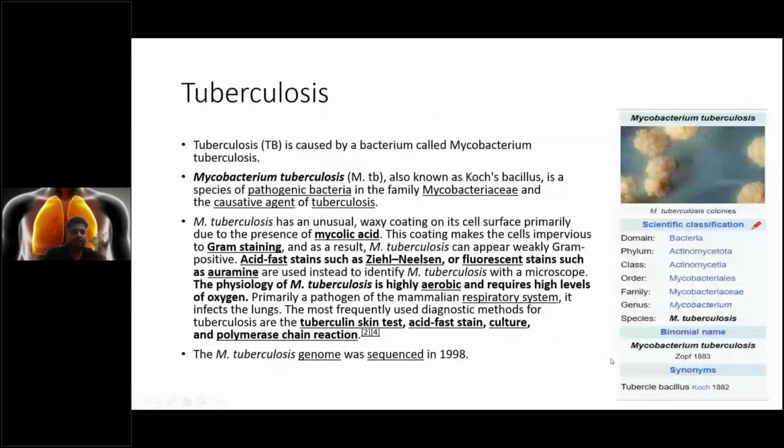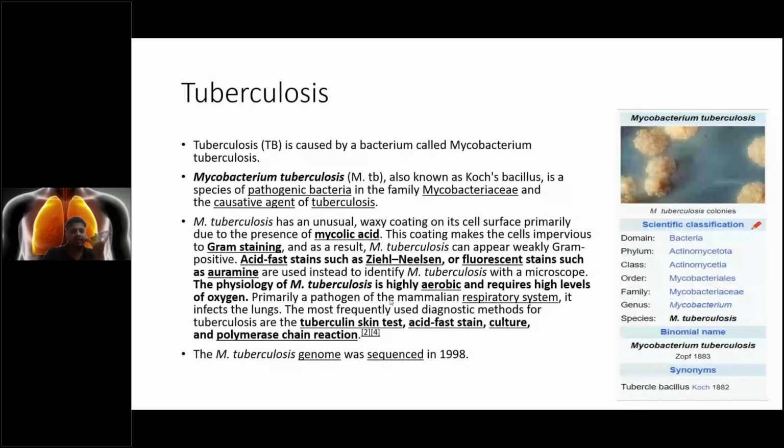This is called mycolic acid. So tuberculosis is not a gram-positive or gram-negative type of bacteria. It's called a special strain, an AFB strain type of bacteria. So to identify tuberculosis, you have to run AFB staining, not gram-positive or gram-negative type of staining.